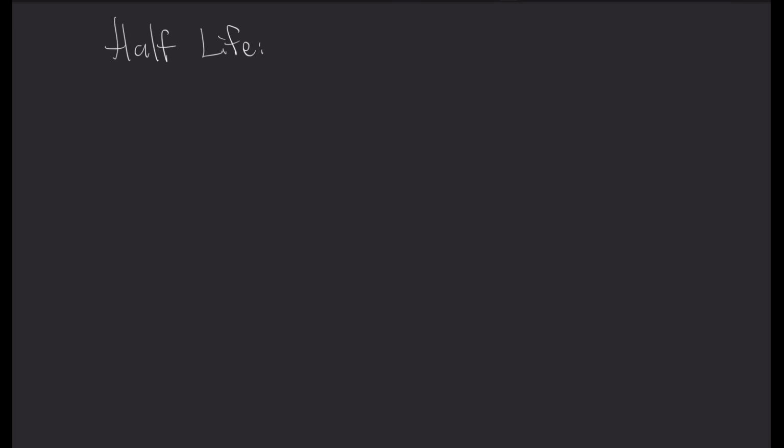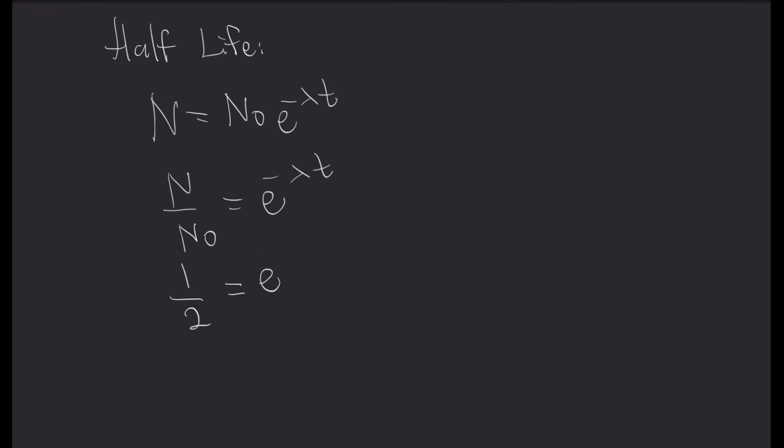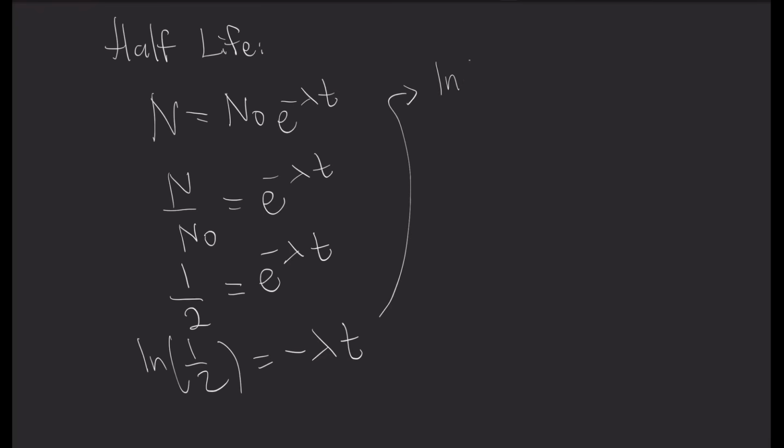Okay, the half-life derivation. We can use N is equal to N naught e to the minus lambda t. Well, N over N naught will be e to the minus lambda t. Then we're going to set N over N naught to be equal to a half. So 1 over 2 is e to the minus lambda t. Let's take the Ln of both sides, which is equal to minus lambda t. And then what I'm going to do is flip the Ln. So Ln of 2 is lambda t.